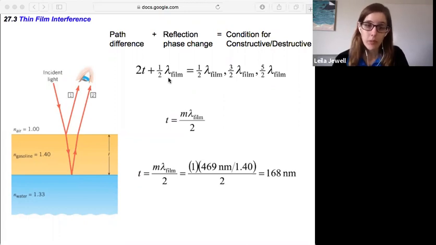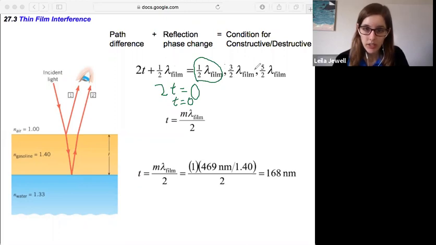So the minimum non-zero thickness. Well, let's see. So if we start with 1/2 of a wavelength first. So we choose this. Well, then if we subtract our 1/2 lambda over there, we'd get 2t is equal to 0. Or the thickness is equal to 0. And that's not a non-zero thickness. So that doesn't work, right?